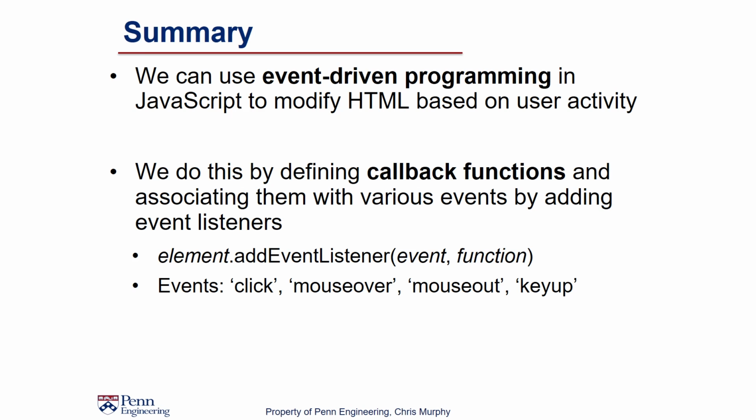In summary, we can use event-driven programming in JavaScript to modify the HTML based on user activity. That is, we define callback functions and associate them or register them with various events by adding them as event listeners. The syntax is that given some element, we use its addEventListener function and pass the event and the name of the callback function. In this lesson, we've seen 4 events: click, mouseover, mouseout, and keyup.